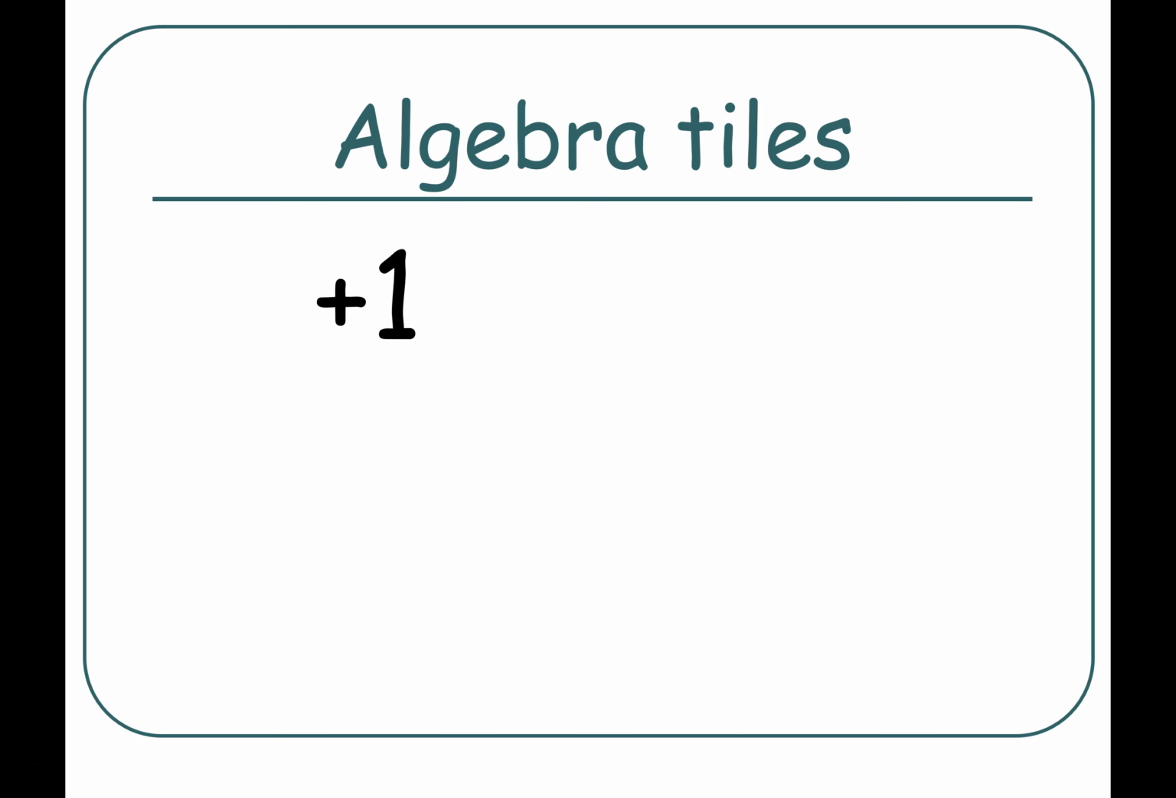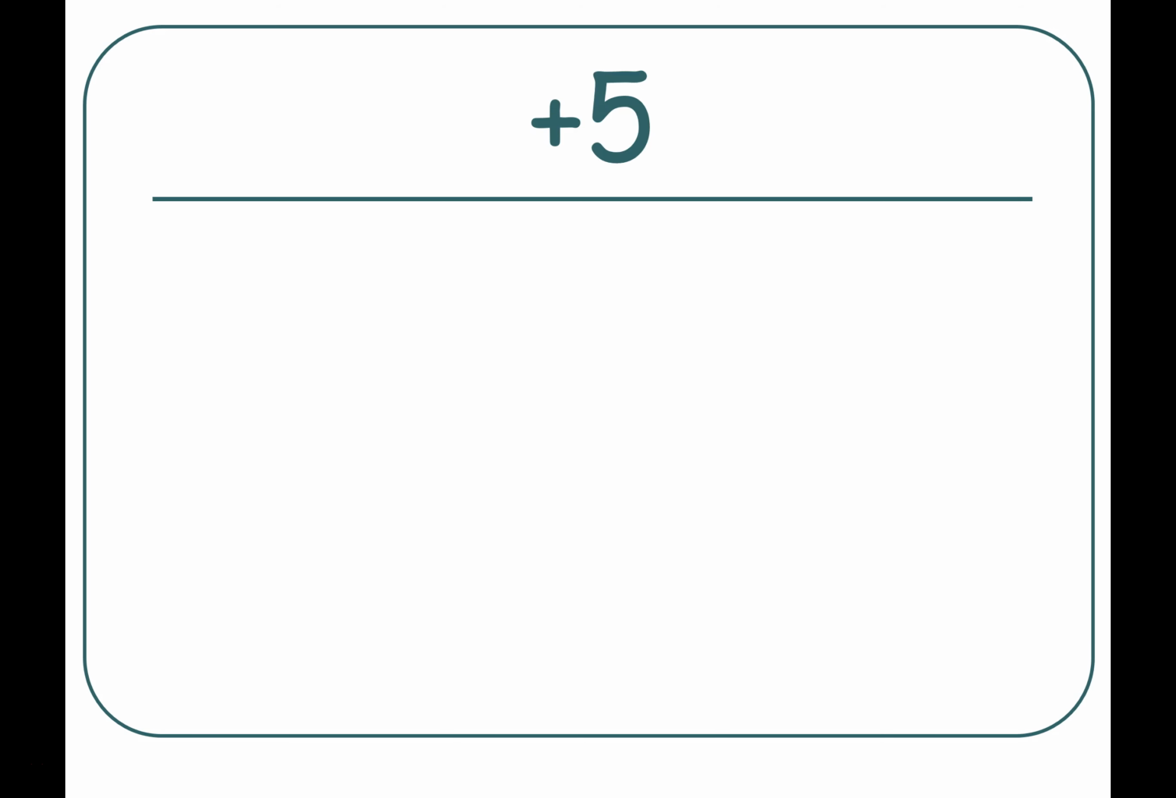And so positive one in algebra tiles would be the yellow side facing up. And a negative one would be a red square with the red side facing up. And so they're two-sided, same as the two-color counters. They're just different in shape because they are square.